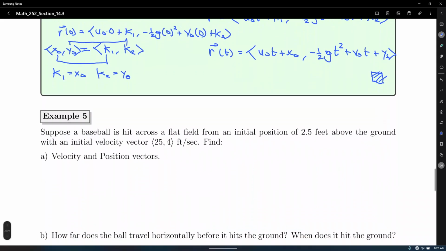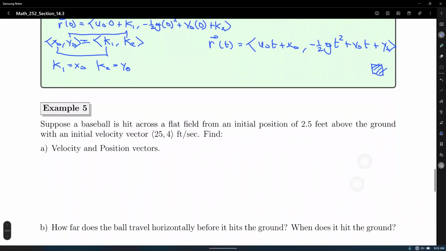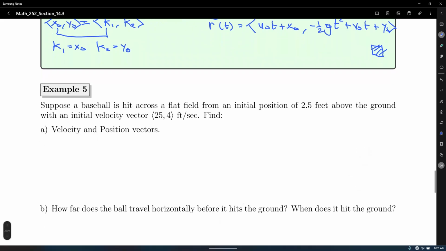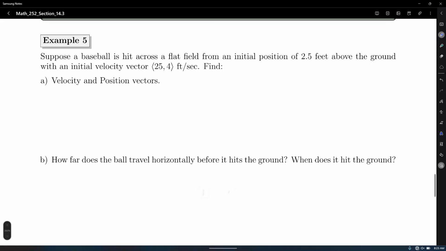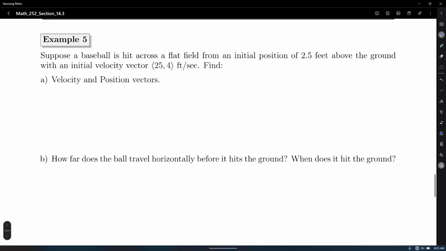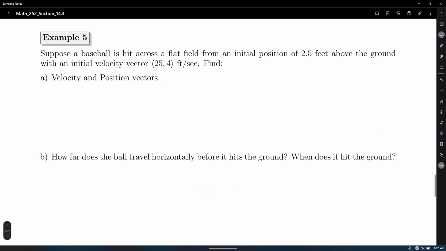Suppose a baseball is hit across a flat field from an initial position of 2.5 feet above the ground with an initial velocity vector. We're given a vector, scalars, a bunch of information. In part A, they're asking for the velocity and position vectors, and how far the baseball travels horizontally before it hits the ground, and when it hits the ground.